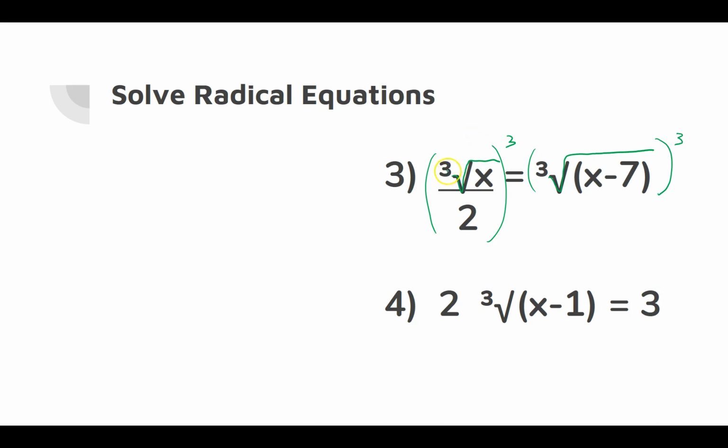On the left-hand side, everything in here gets cubed, right? So my numerator is now just x, but my denominator is 8. We had the cube root of x cubed and then 2 cubed. The whole fraction got cubed, so each piece of my fraction got that power. And then that equals just x minus 7.